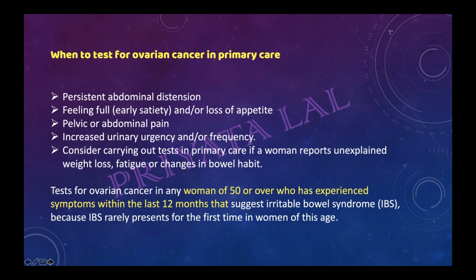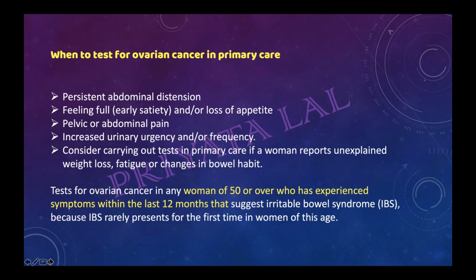A test for ovarian cancer should be done for a woman who is 50 years or more and has had irritable bowel symptoms in the last 12 months, because this is usually a presentation of epithelial ovarian cancer. Irritable bowel syndrome presenting at this age is really rare. So these are the symptoms.